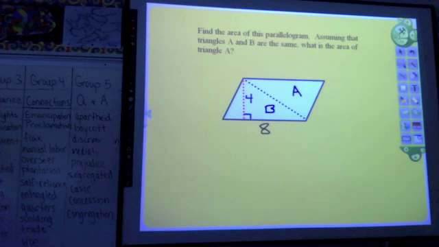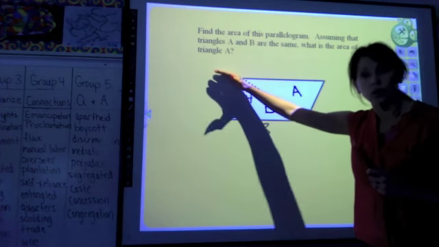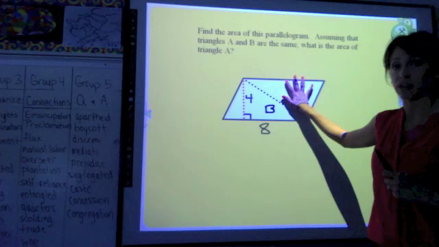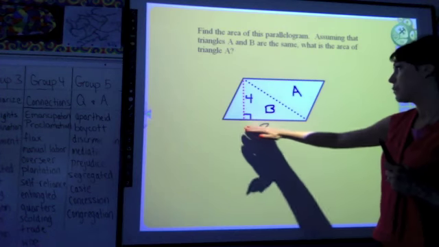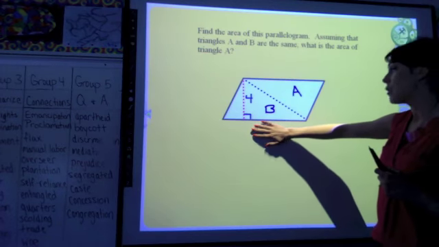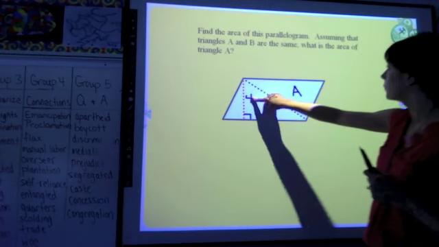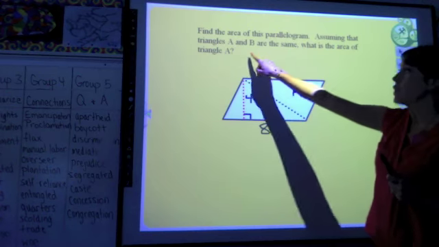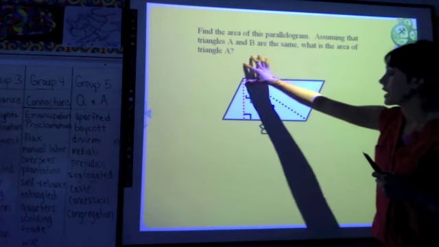This is your practice problem for this evening. You are going to find the area of this parallelogram. So remember, here's a parallelogram. It's divided into two equal triangles, triangle A and triangle B. You're going to find the area of the parallelogram first. So you'll do that by multiplying the base, which is 8, times the height, which is 4. Then, assuming that the triangles A and B are the same, what is the area of triangle A?